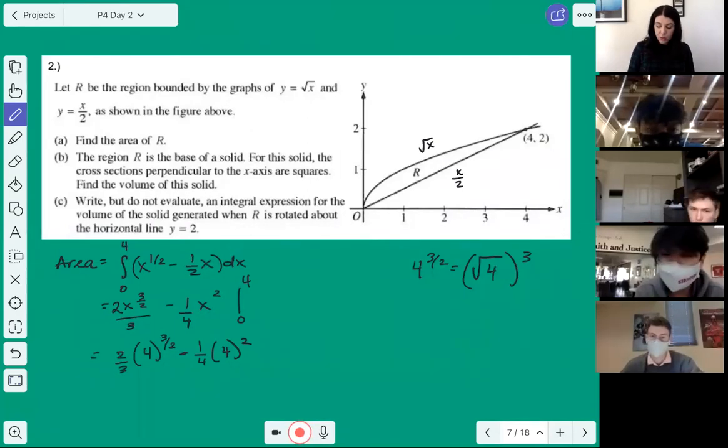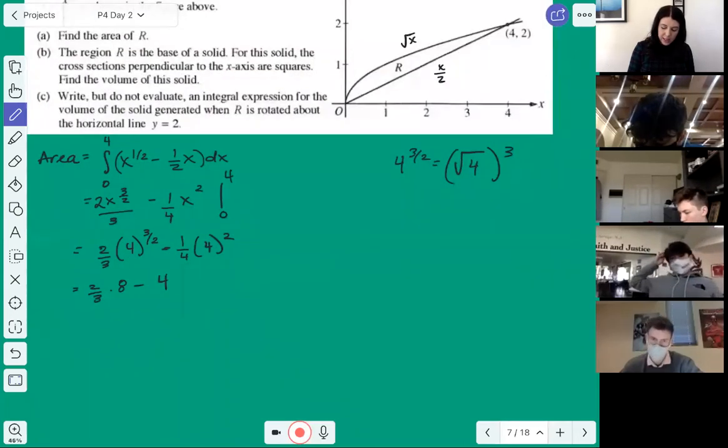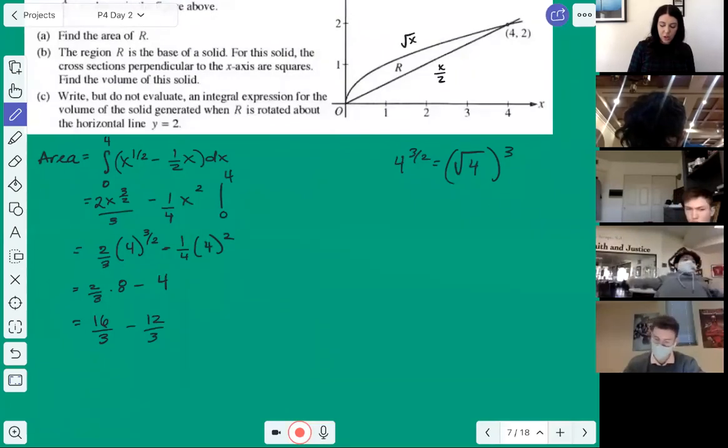So we're going to get 2 cubed, which is 8. So we have 2/3 times 8 minus 1/4 times 16. So that's 16 over 4, which is 4. We get 16/3 minus, we're going to be subtracting a whole number. So I'm just going to change that 4 into 12/3, which gives us 4/3 as our area.